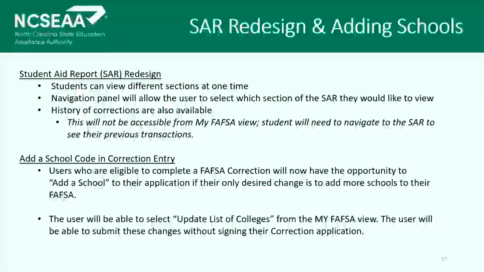and they can add their school code to the application when they're going in and revising the application. So with this section, if a student's only change is to add a school code, they'll be able to do that under the correction entry view. And the user will also be able to update their list of colleges from their My FAFSA view. If they're doing it under this view, they'll be able to submit these changes without signing their correction application.